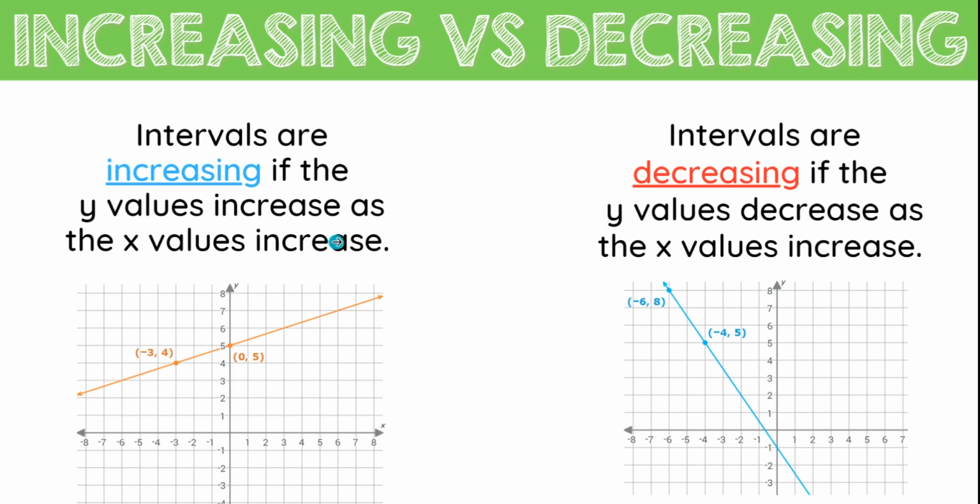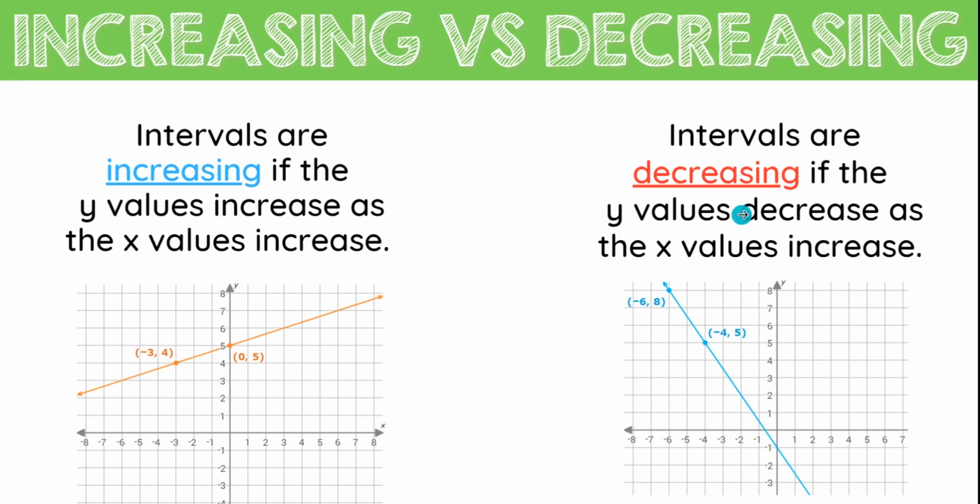Intervals are considered increasing if the y values increase as the x values increase. So as our x values go from left to right and they get bigger, our y values should also get bigger. In this example, the y values start around 2.5 and they keep going up. So this shows us that this entire function would be increasing.